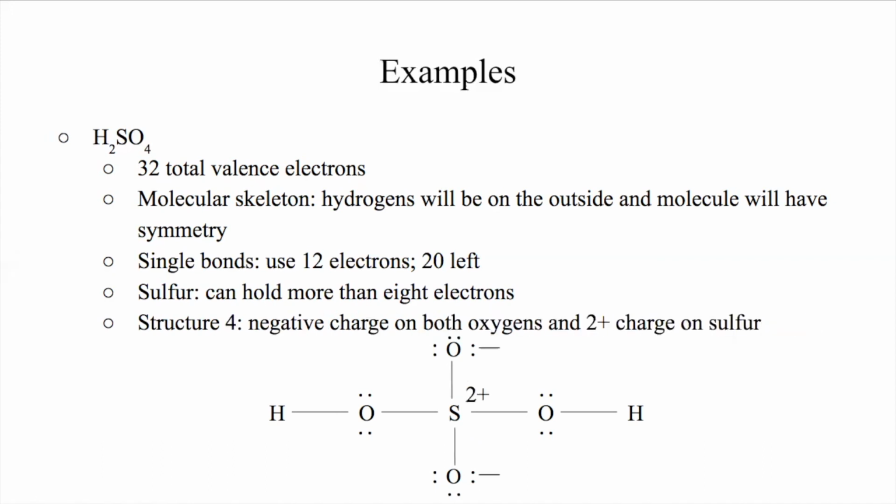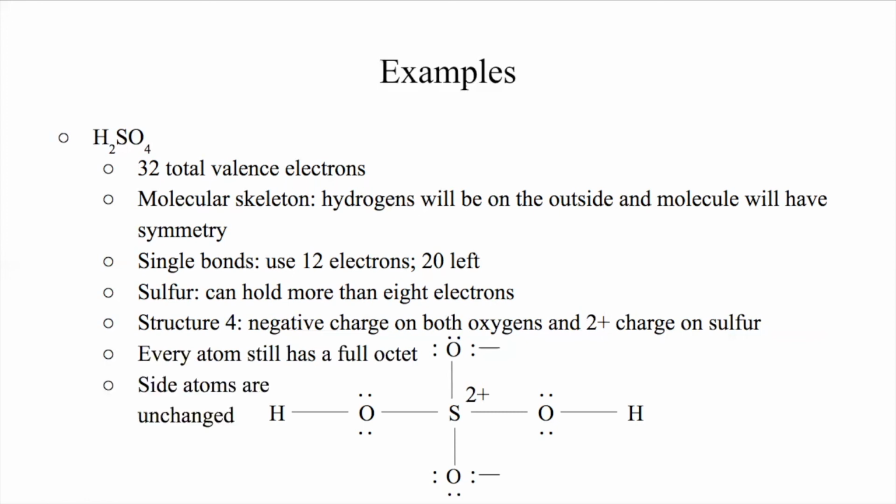Our final resonance structure occurs when both the top and bottom oxygen atoms have these negative charges, and our central sulfur atom has a charge of +2. Note that every atom still has a full octet. Also note that the side oxygen atoms and their hydrogen atoms remain unchanged.